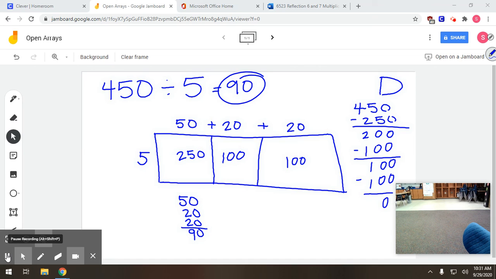And if you wanted to, you could add up what you got inside your open array, and that's going to come out to 450. So you know that you did your subtraction right when breaking down the quotient of 450.